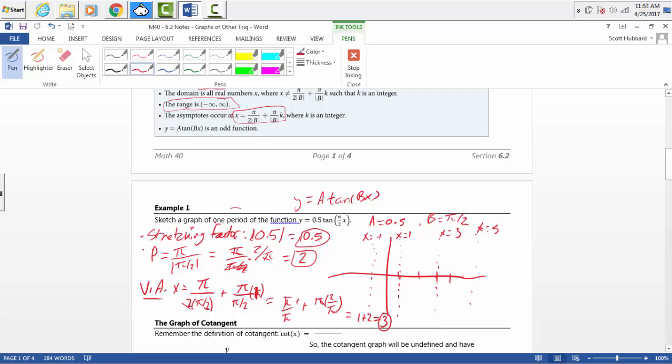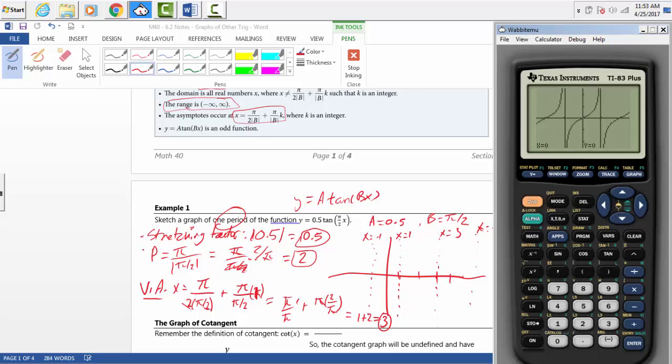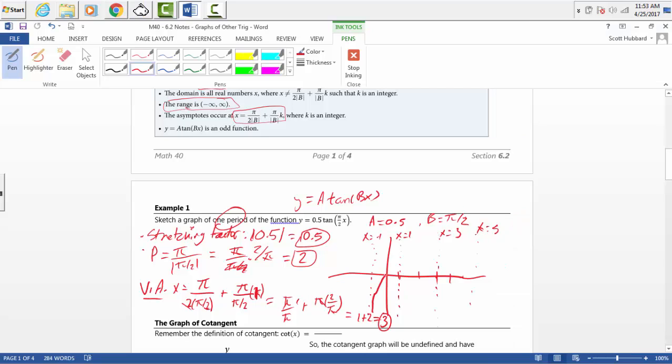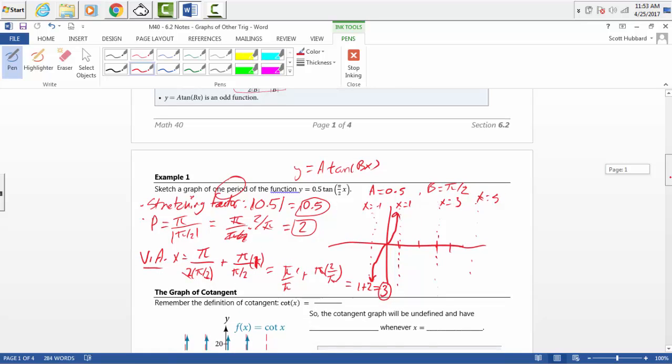Anyways, we just only want to do one period, so I'll just do it right here, in between here and here. And the graph, if we go back, it just looks like it goes right through 0, and that's because tangent always goes through 0. Like that. And we only do one period, so that's good.